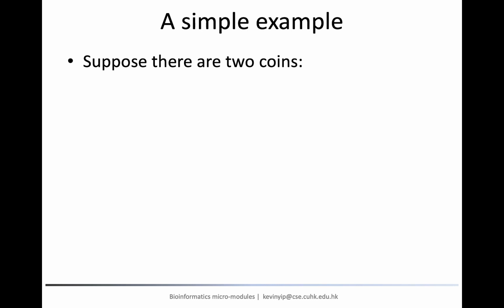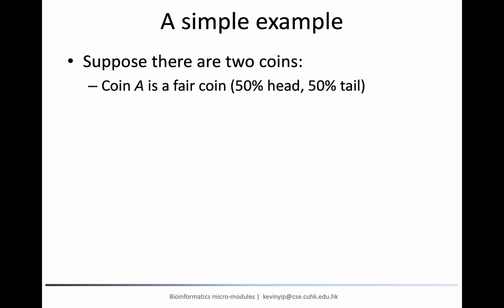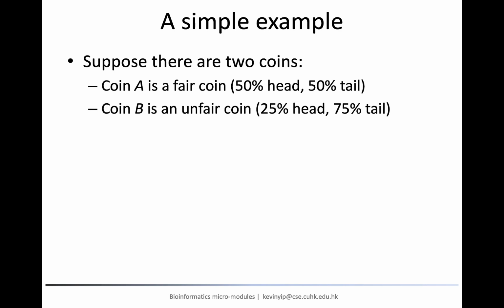To understand the Markov model better, let's consider a coin flipping game, which is described by a first-order Markov model. Suppose there are two coins, A and B, where coin A is a fair coin, which means if you flip it many times, you expect half the times you would get head and half the times you would get tail. Coin B, on the other hand, is an unfair coin, which has a 25% chance of head and 75% chance of tail. Now suppose we play the coin flipping game as follows.